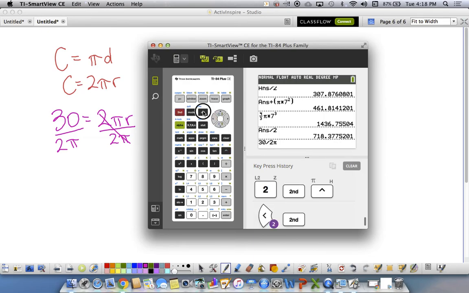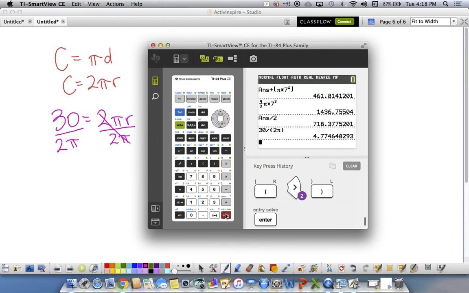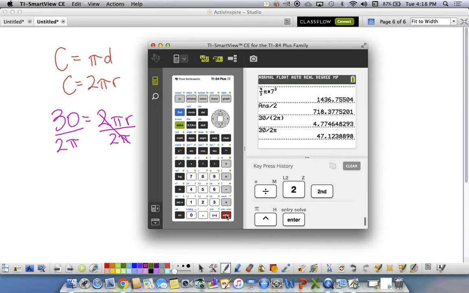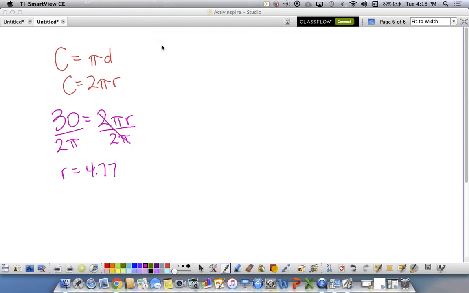So I'm going to go back and insert some parentheses. Okay? I'm just going to show you what would have happened if I had not done parentheses. We would have gotten 47. And please tell me you know that's not correct. So our answer should have been r equals 4.7746, etc. I'm going to keep that in my calculator, okay?